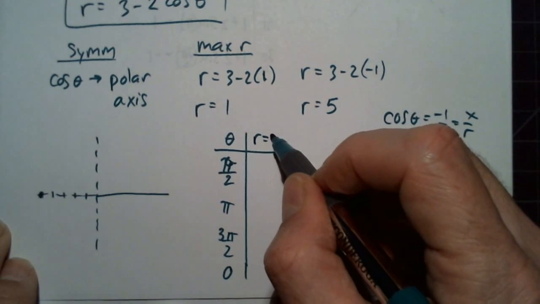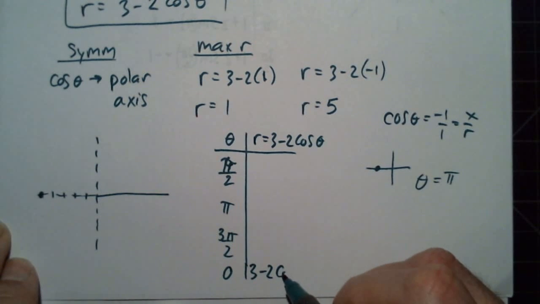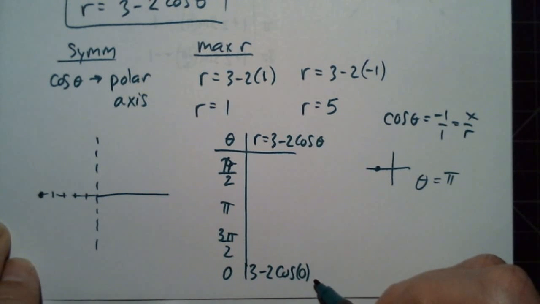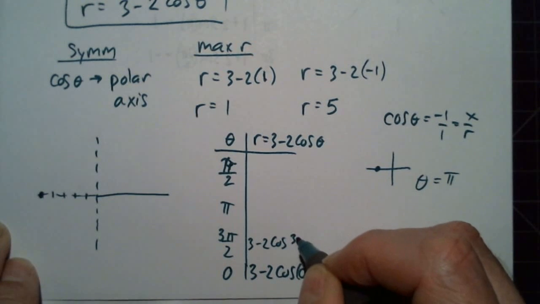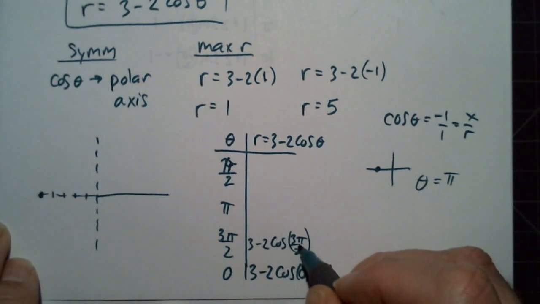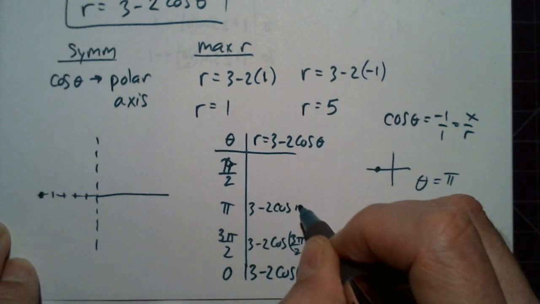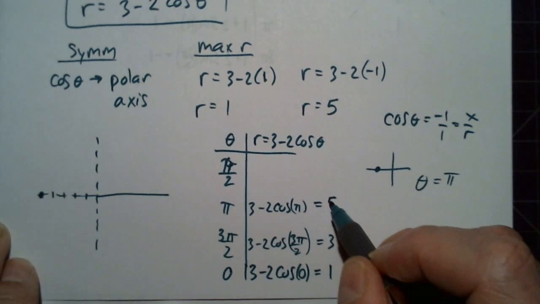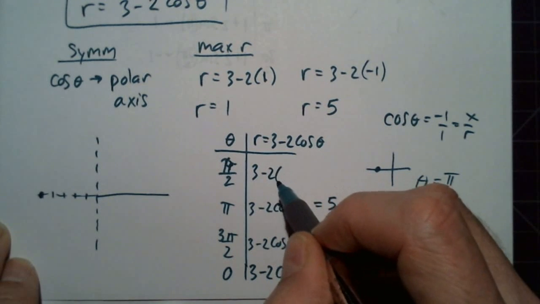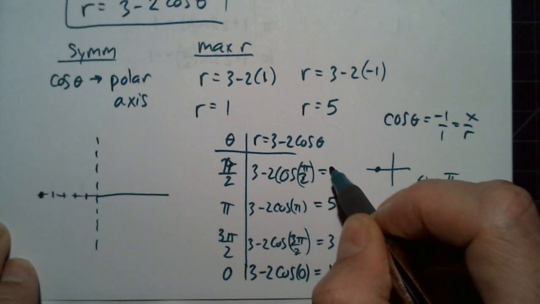And we're doing r equals 3 minus 2 cosine theta. So this is 3 minus 2 cosine of 0. Cosine of 0 is 1. 3 minus 2 equals 1. 3 minus 2 cosine 3 pi over 2. Cosine of 3 pi over 2 is 0, so we get 3. 3 minus 2 cosine of pi. Negative 1 times negative 2 is positive 2, and that's where we get the 5. And 3 minus 2 cosine pi over 2. That's 0, and we get 3.